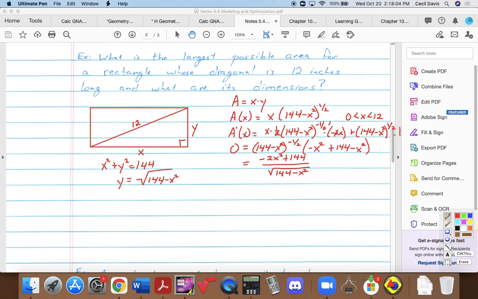Notice that that doesn't exist if x is equal to 12, but we excluded that from our domain, so we don't have to worry about that. If this is equal to 0, the numerator just has to be 0. So that would give us 2x squared is equal to 144. So x squared is 72. So x is the square root of 72, or if you like to rationalize things, 6 square roots of 2. You're good with the square root of 72, and that's fine.